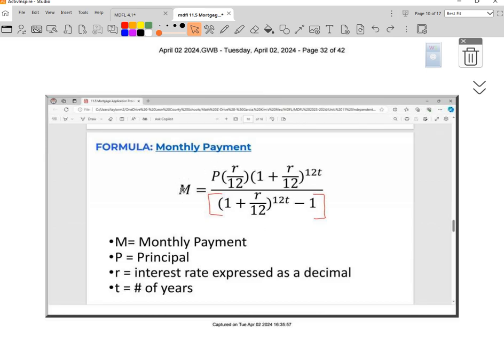But remember, if you're finding the monthly payment, you're going to need to know the principal amount, the interest rate, expressed as a decimal. How do we turn an interest rate into a decimal? It's usually a percent. It's given as a percent, right, Reagan? You divide it by 100, and you can move the decimal point 2 places to the left. But just dividing by 100 will help you remember it. And then T stands for the number of years.